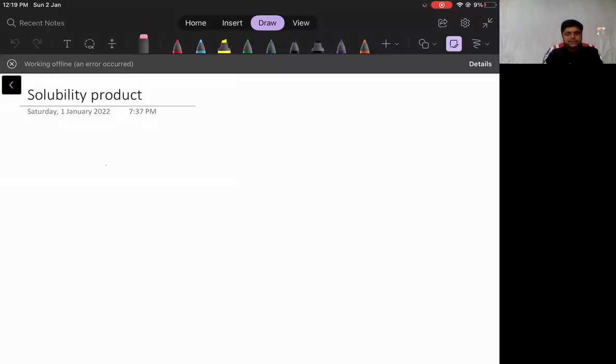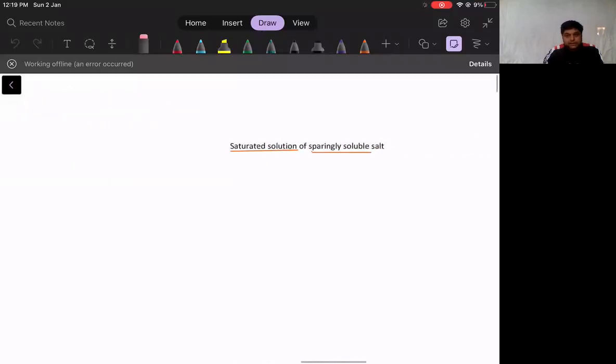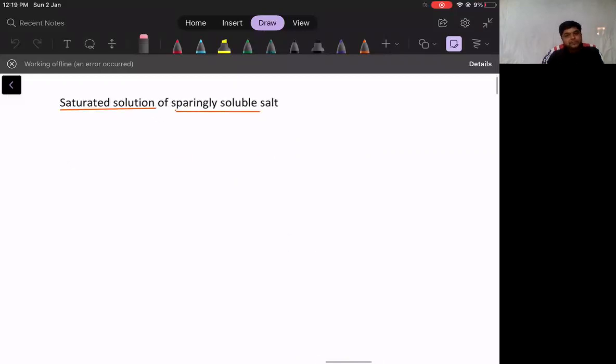I'm going to discuss here briefly solubility product and related solubility equilibria. So we talk about the solubility product in context of saturated solution of sparingly soluble salts. So the words are saturated solution of sparingly soluble salts. First we need to become familiar with these two terms, the saturated solution and sparingly soluble salt.